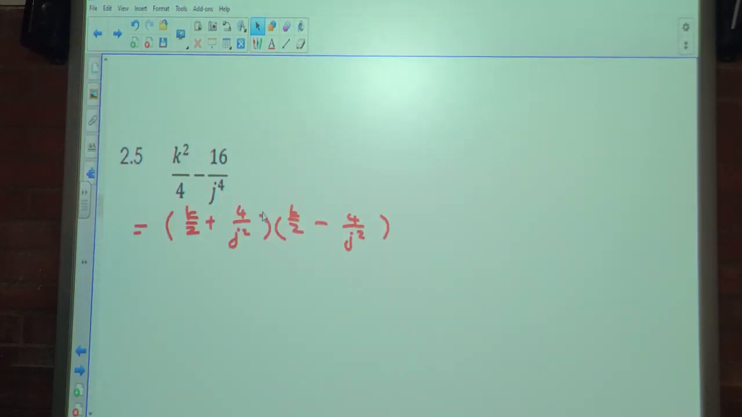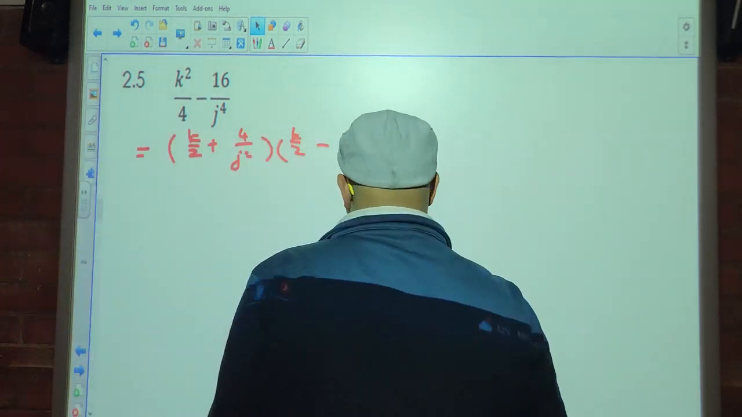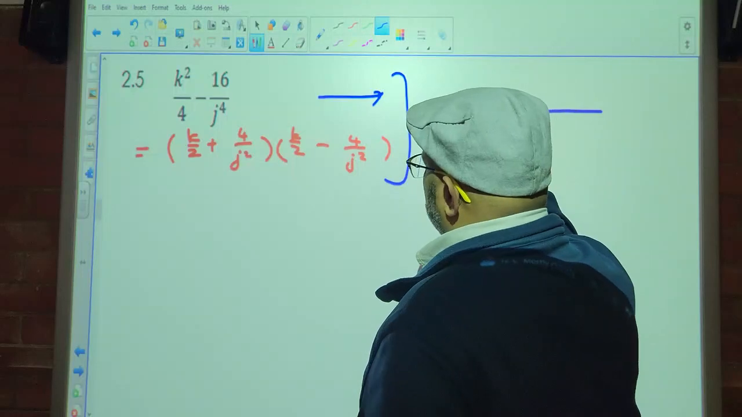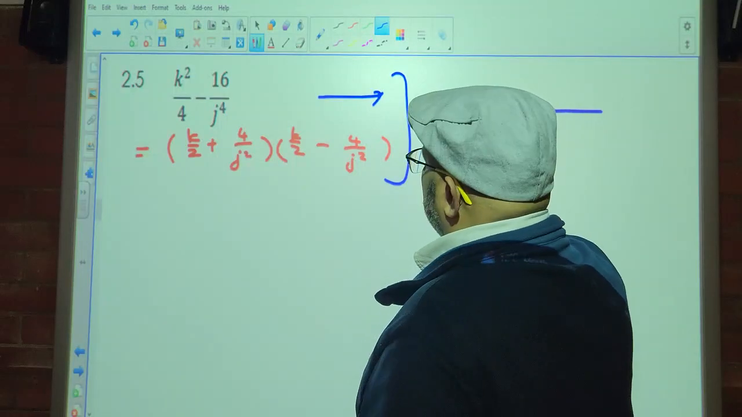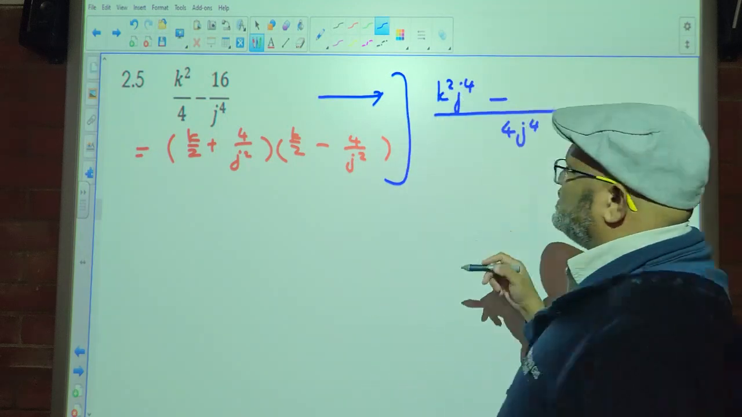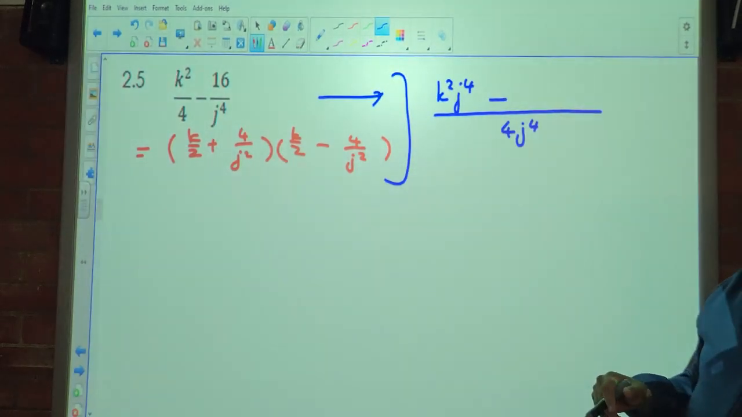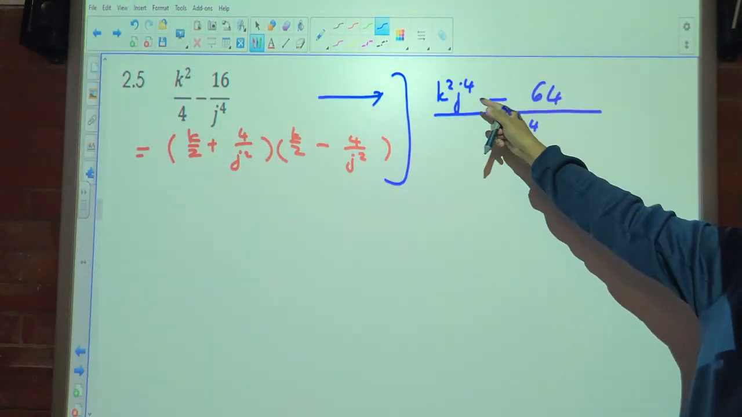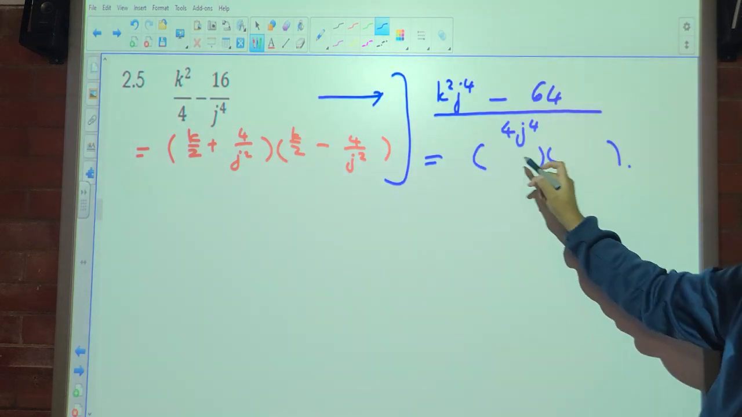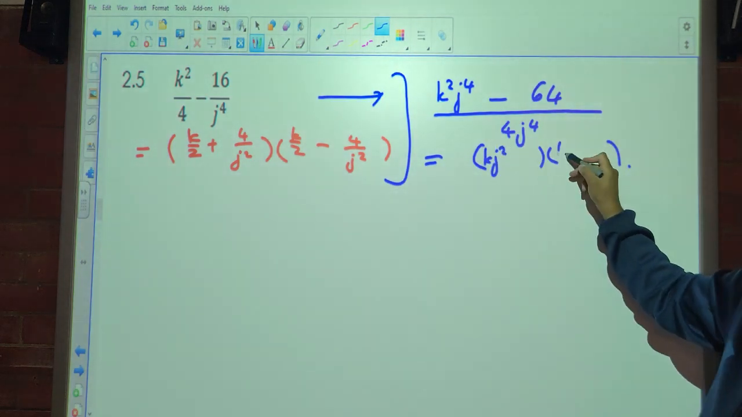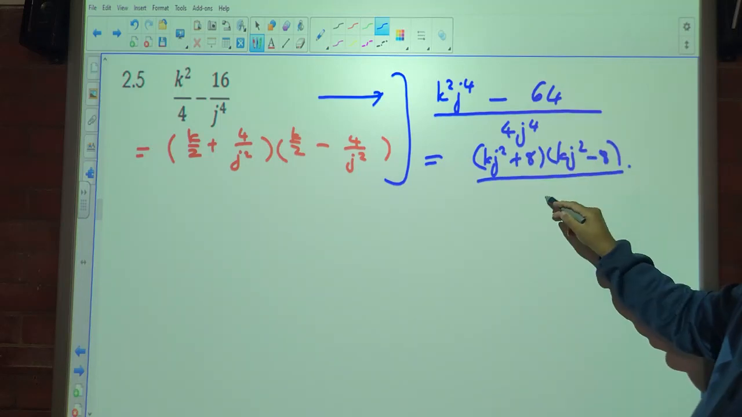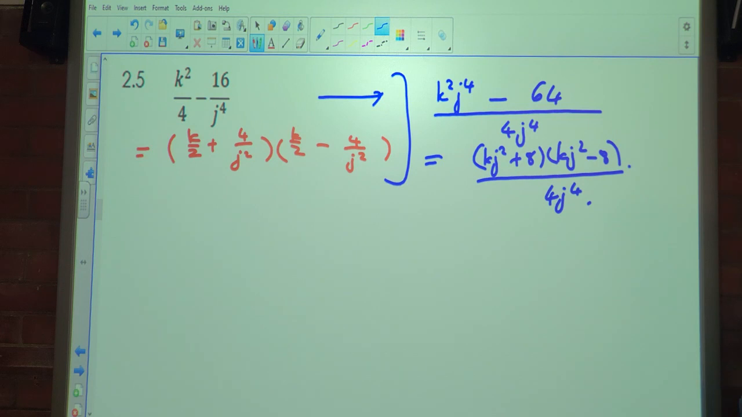Let me just show you the other way. What I would have done was, I would have found an LCM first, which was 4j to the 4. Then that is going to give you k squared j to the 4 minus, now 4 times 16 is 64. And then what do you see on top again? Difference of 2 squares. So that's going to give me kj squared plus 8, kj squared minus 8, over 4j to the 4. That's what I would have done.